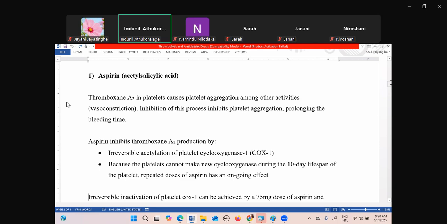So what is the normal dose for the analgesic effect of aspirin? 75 milligram? Who said 75?